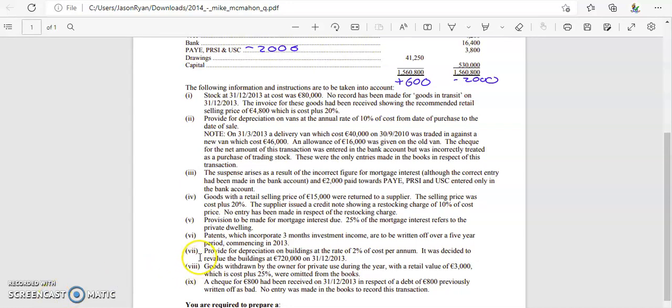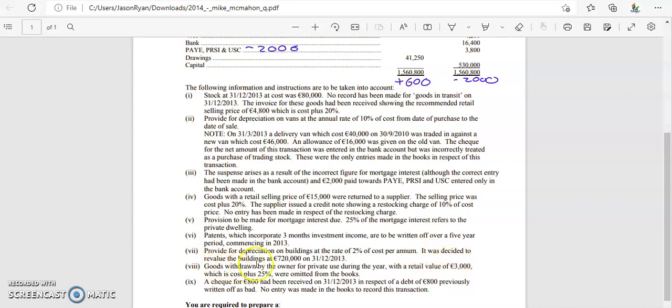Okay, so let's have a look at the seventh adjustment for McMahon 2014 sole trader question. Provide for depreciation on buildings at a rate of 2% of cost per annum. So that's going to be the first thing we're going to do, get the depreciation for the year for buildings, and that's going to go into your profit and loss administration.